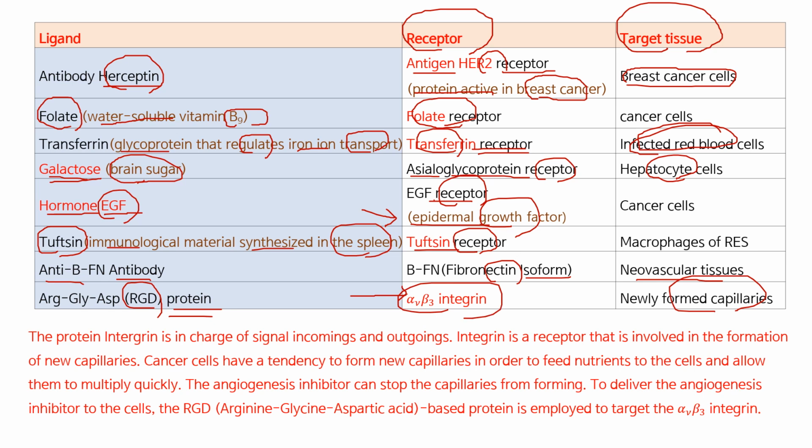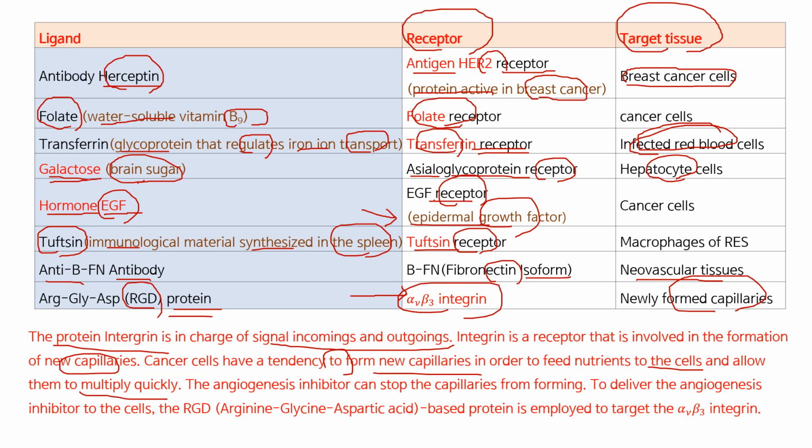The protein integrin is in charge of signal incomings and outgoings. Integrin is a receptor that is involved in the formation of new capillaries. Cancer cells have a tendency to form new capillaries in order to feed nutrients to the cells and allow them to multiply quickly.